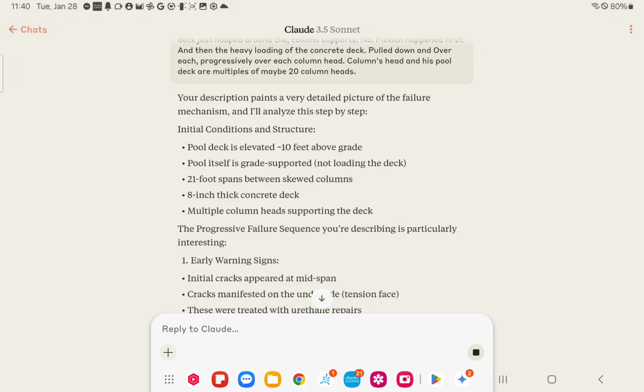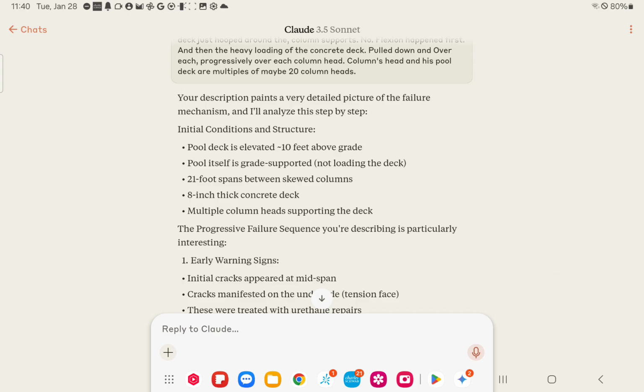Your description paints a very detailed picture of the failure mechanism, and I'll analyze this step by step. Initial conditions and structure. Pool deck is elevated 10 feet above grade. Pool itself is grade supported, not loading on the deck. 21-foot spans between skewed columns. 8-inch thick concrete deck.